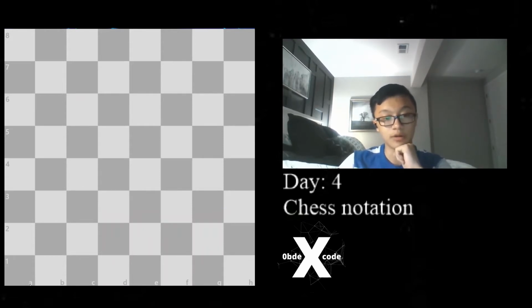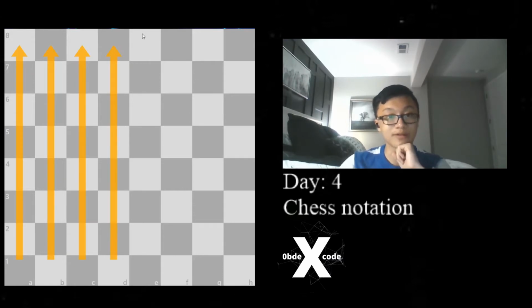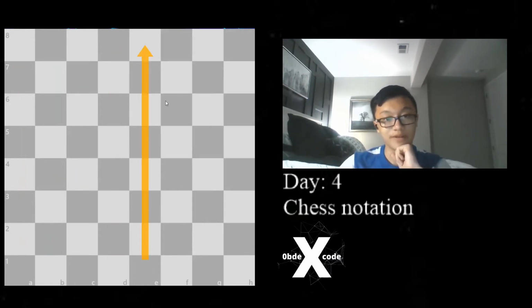As you can notice, if you look at the very bottom, there's A, B, C, D, E, F, G, H files. Because this is the A file, this is the B file, C file, D file, E file, F file, G file, and H file.